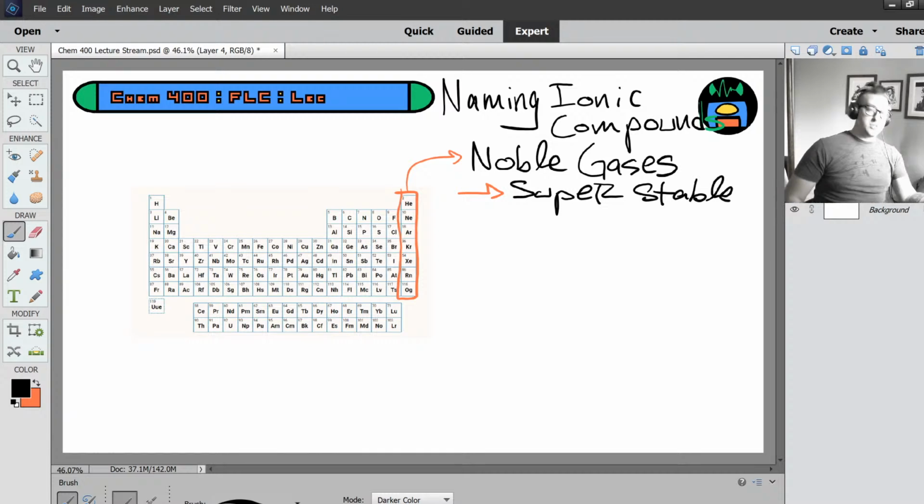And because they're stable, the rest of the main group elements spend their lives trying to achieve enlightenment, right? Trying to achieve the same stability that the noble gases have. The stability for the noble gases, and we'll spend some time later in the semester talking about this, derives from their electron count. And so the main group elements will spend their lives trying to either gain or lose electrons, so they have the same number of electrons as their nearest noble gas.